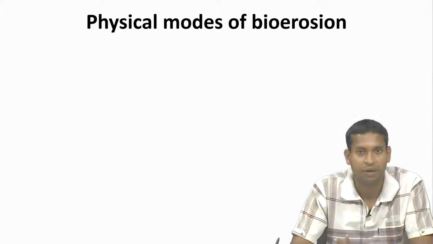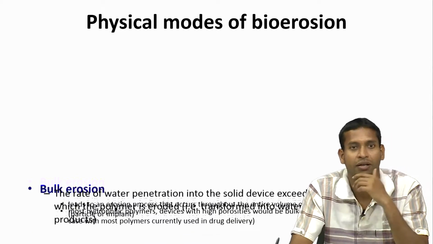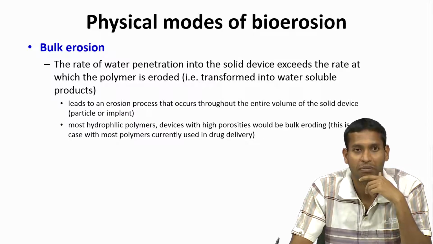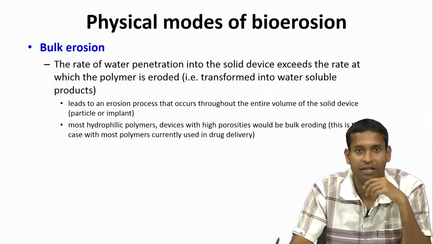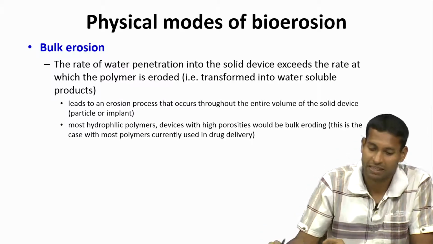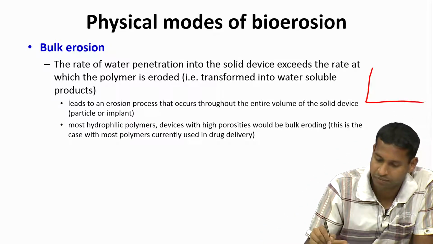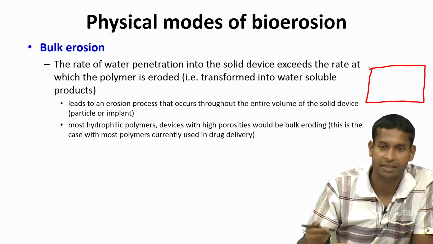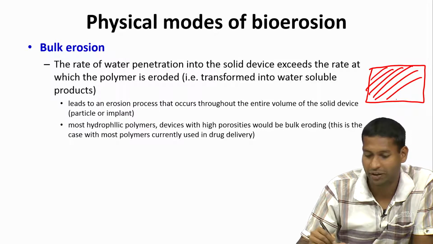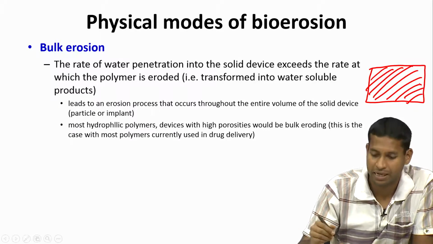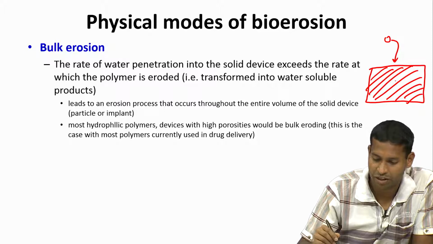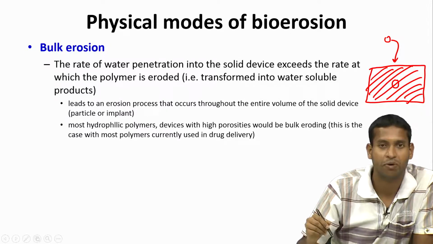There are several modes of bioerosion. One is a physical mode, which essentially could be bulk erosion. What do we mean by bulk erosion? It means the rate of water penetration into the solid device exceeds the rate at which the polymer is eroded. What does that mean? Let's say I have a device, and this contains lots and lots of polymeric chains which can hydrolytically cleave in the presence of water, and the water is actually free to go in. A water molecule can potentially go in throughout the polymer device.